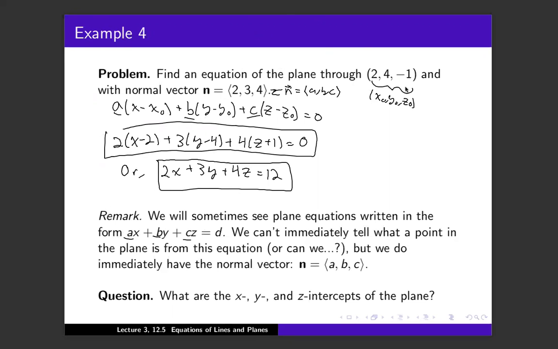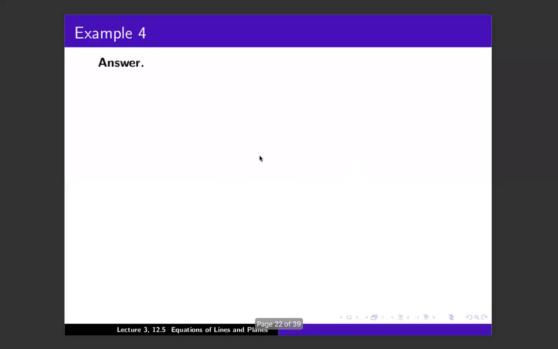Okay, so here's a follow-up question. What are the x, y, and z intercepts of this plane? Let's try to think about that for a little bit. Well, what are the x, y, and z intercepts? So just to recall, our plane that we had is given by 2x plus 3y plus 4z is equal to 12.